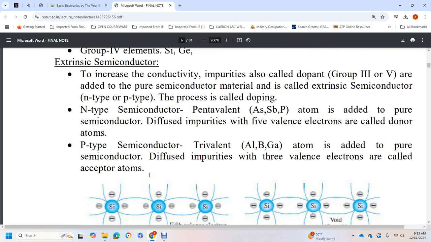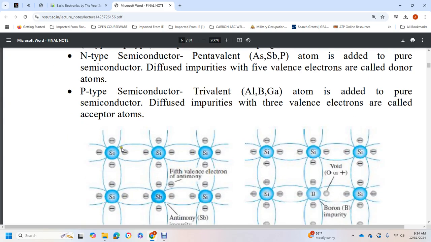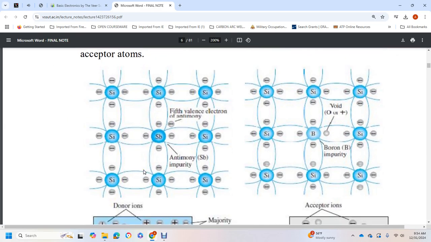To increase conductivity, impurities, also called dopants, from groups 3 and 5 are added to the pure semiconductor material, called intrinsic semiconductor. This process is called doping. N-type: pentavalent atoms such as As, Sb, and P are added to the pure semiconductor. Impurities with five valence electrons are called donor atoms. P-type: trivalent atoms such as Al, B, and Ga are added to the pure semiconductor. Impurities with three valence electrons are called acceptor atoms. So we have donor atoms and acceptor atoms.